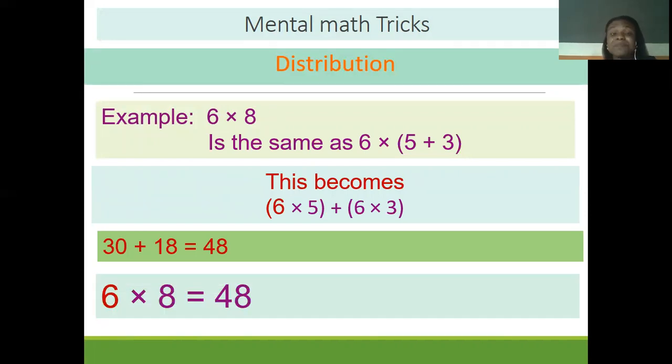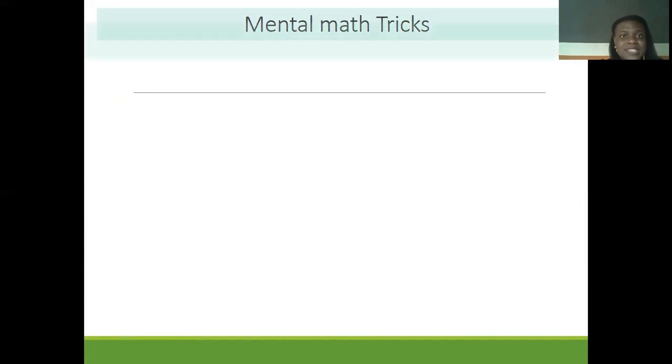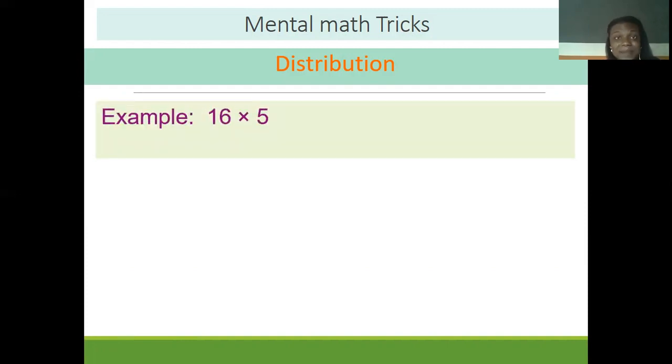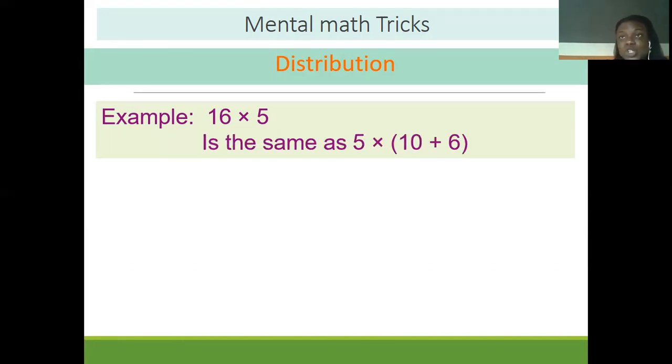Now, this is a very simple one, but when you have very big numbers, you can apply distribution. Just pick the bigger number, split that bigger number into smaller numbers, and then multiply. So look at something like this. This is also not too big, but it's a two-digit number now, 16 times 5. So you pick the 16 and split it into two parts that are easy. You can see I used 10.